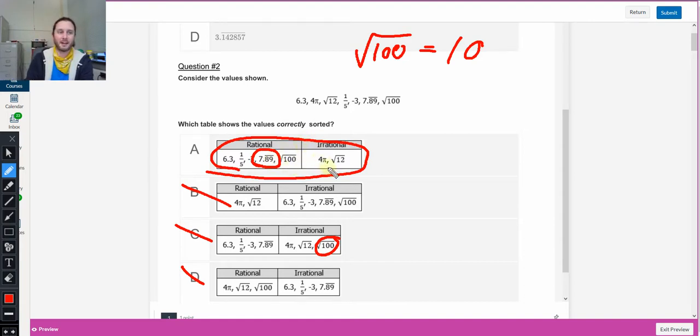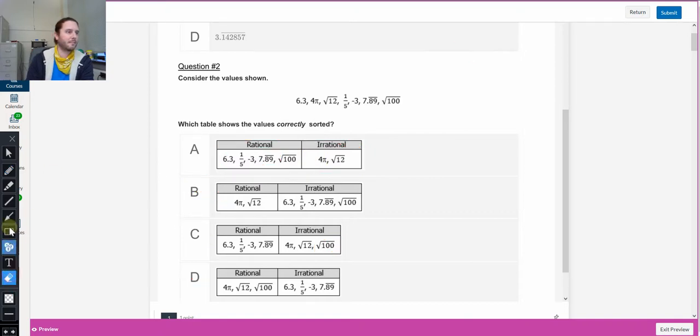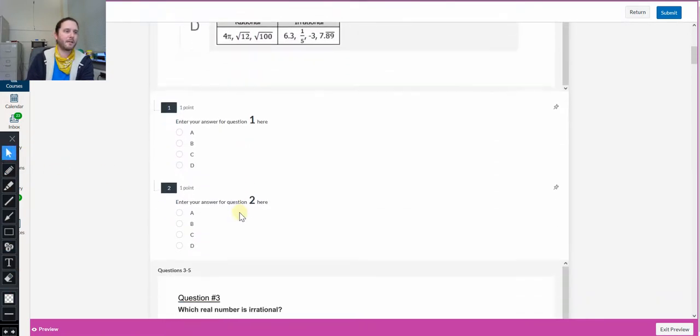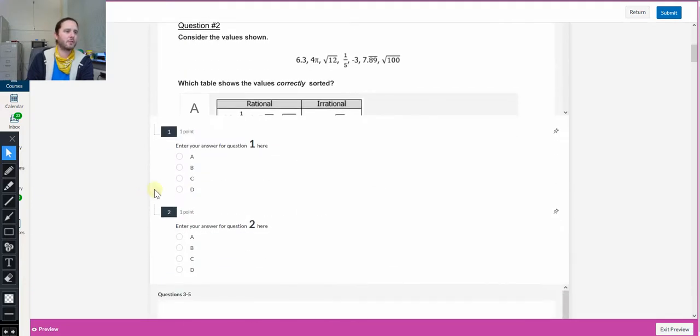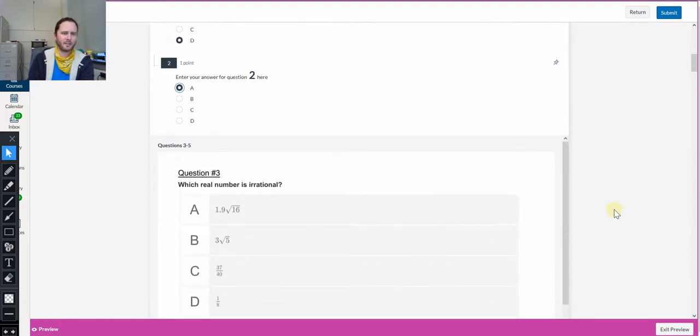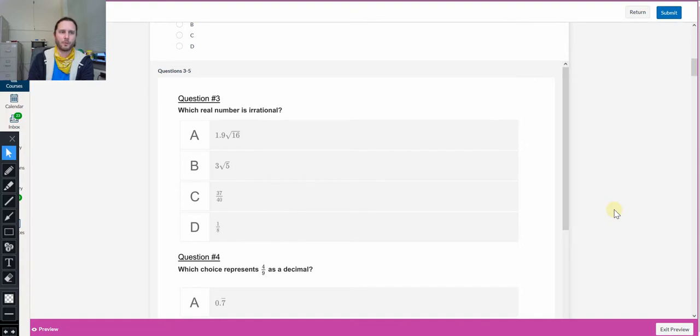So that is not irrational. Go ahead and move on from there. Let's see. Number one, we got D, and number two, we got A. So D, A. This is where you're going to enter your answers, by the way. The test is going to be formatted more normal, but the repeating decimals are hard to type.